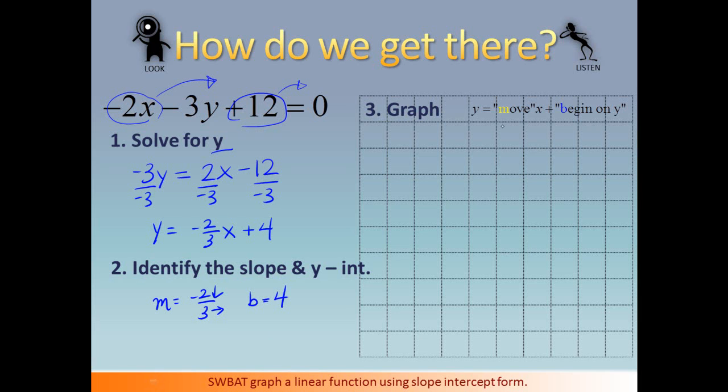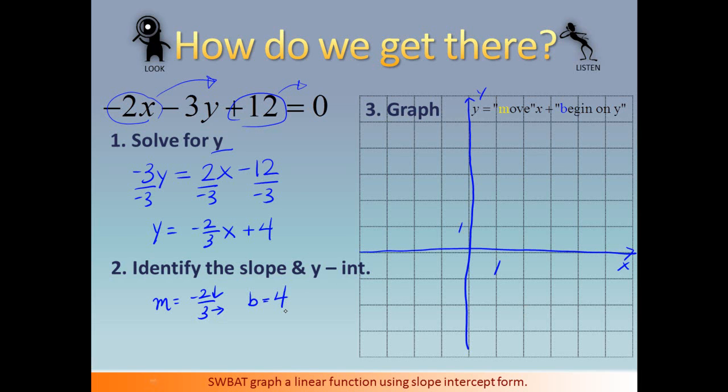So when you're graphing, think of slope-intercept: the m is the move number, and the b is the begin on the y-axis. That's your y-intercept. Alright, so let me go and draw an x-axis and a y-axis. That's my x. That's my y. My scale will be 1s.